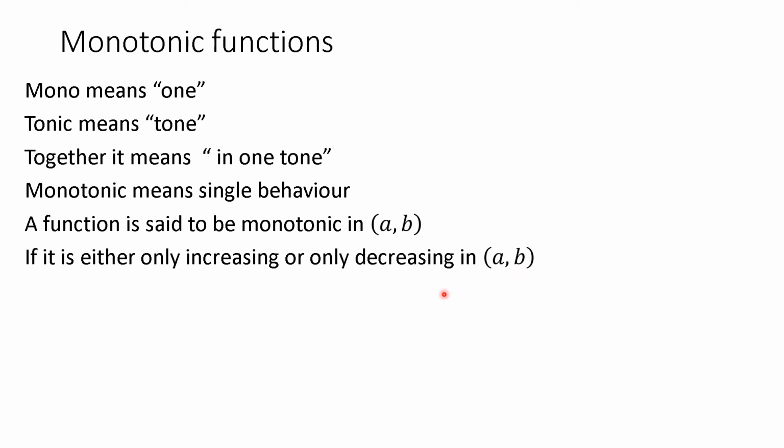This increasing or decreasing behavior of the function is commonly referred to as monotonicity of the function. There should be a function either increasing or decreasing, not both. If the function behaves both ways, that means increasing and decreasing in that particular interval, then we say that function is not monotonic.